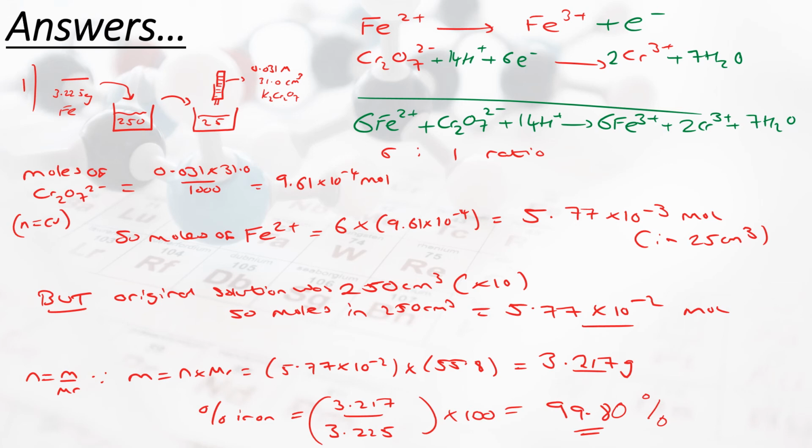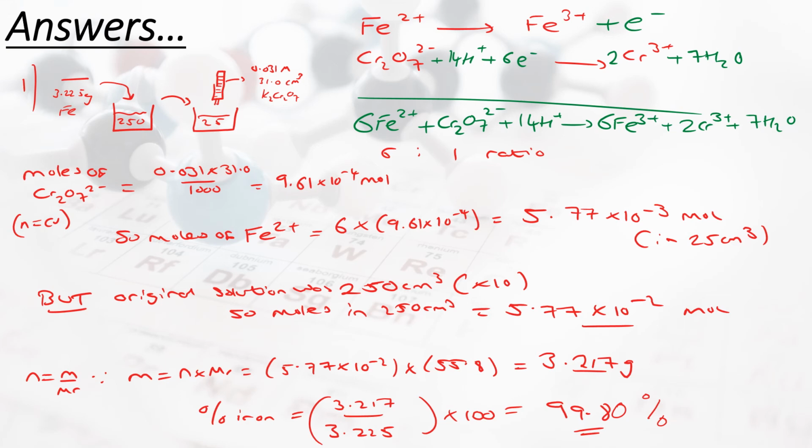So we have our two half equations. The first one is the iron being oxidised from Fe2+ to Fe3+. That's a very simple one to balance. We don't have to worry about waters or hydrogen ions because there's no oxygens or hydrogens. We just add in our one electron to balance the charge.